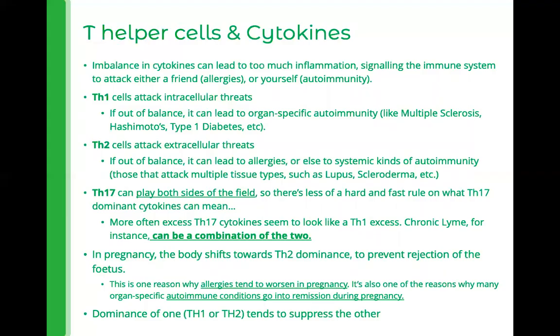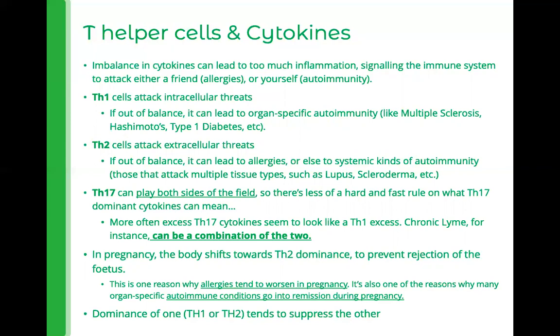So what I did was I put in more information in green. Basically, the thing to remember as a practitioner is that when we have an imbalance in cytokines, that can lead to too much inflammation. And that can then lead to attacking a friend, right? Which could be an allergy or a sensitivity, something you shouldn't be reacting to, like dairy, for example, or you're reacting to yourself, which is autoimmunity. So we want a balance of our cells.